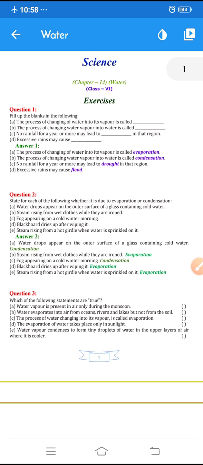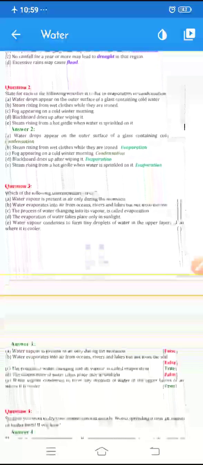Last one, fourth one, excessive rains may cause dash. Excessive means more. If it rains heavily, that is, more heavy rain takes place, then what may it cause? A flood situation. Dear students, now let's move to question number 2.